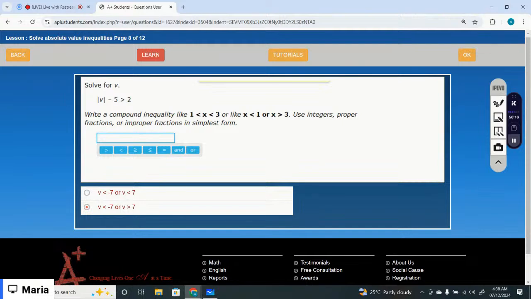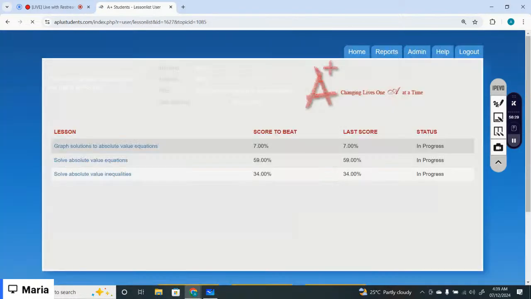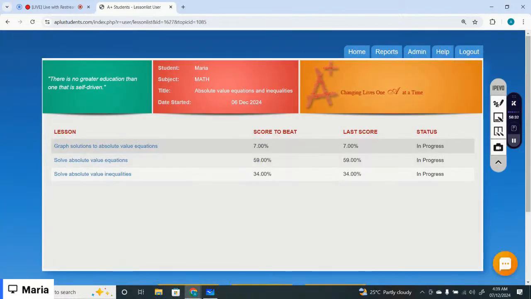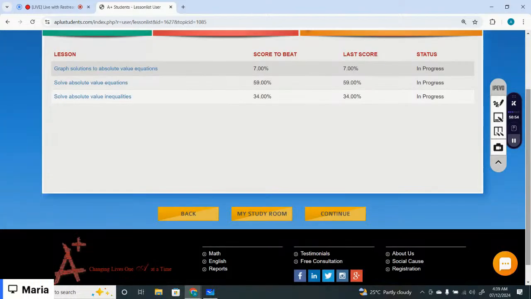So we were working on grade 9 math. The chapter we were working on is absolute value equations and inequalities. The lessons we have covered today are graph solutions to absolute value equations, solve absolute value equations, and solve absolute value inequalities. So please make sure before the next session you complete all the practice questions for the lessons we just did. That is your homework until next session.